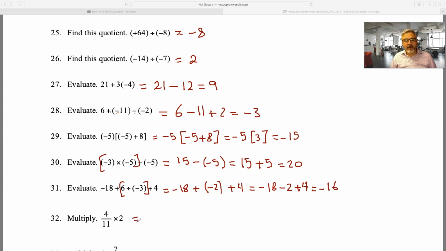Fractions. When you multiply a fraction by a whole number, always try to reduce the whole number with the bottom, the denominator of the fraction. If they don't reduce, then what you need to do is just multiply the 2 into the top of the fraction, so that gives you 8/11. You don't multiply that on the bottom.